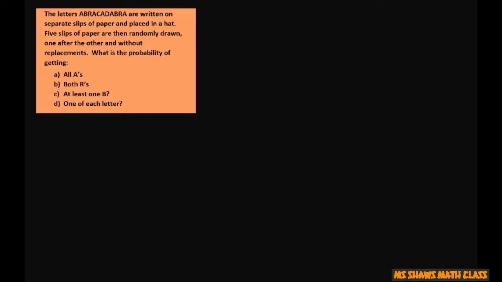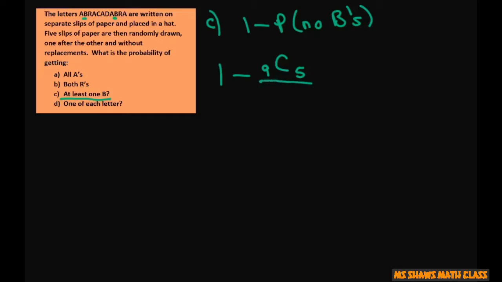Okay, at least 1 B. So when you do at least 1 B, what we're going to do for C is 1 minus the probability of no B's. That's the easiest way to do that. So we're going to do 1 minus no B's. So we're choosing 5 out of 9. No B's. So if you take away the B's, we only have 9 left. And then your total is 11, choose 5.